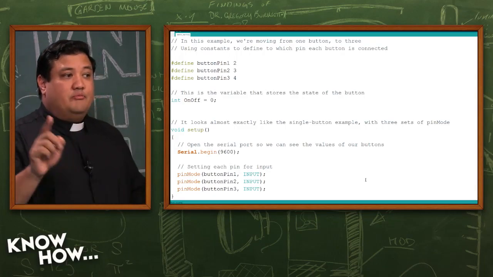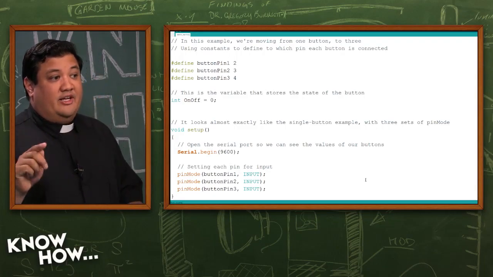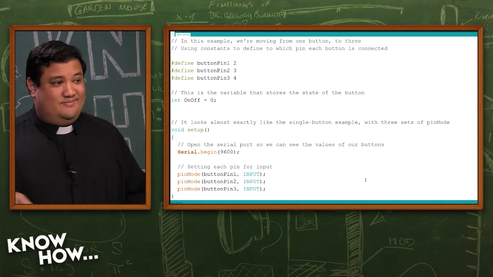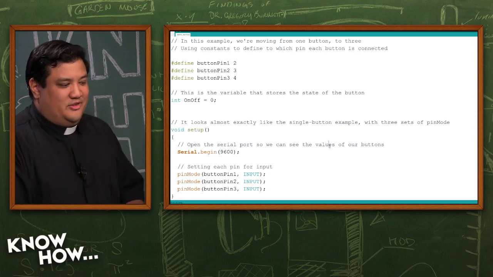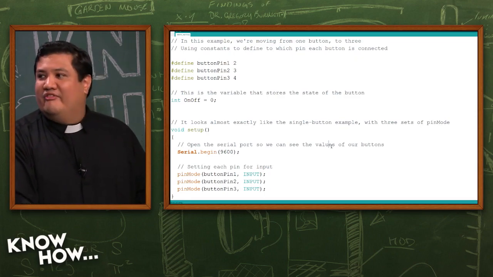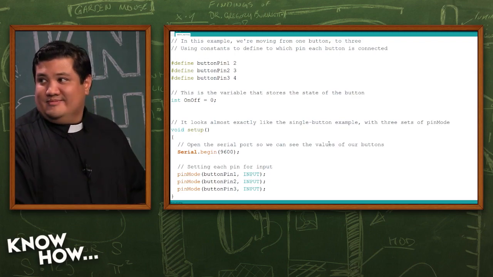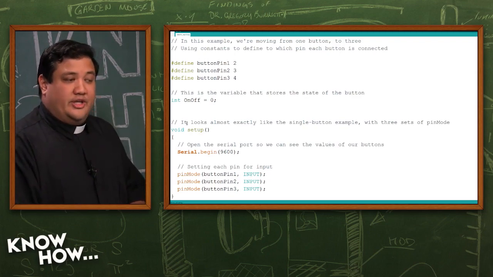So define button pin 1 is still pin 2. Define button pin 2 is now 3. Button pin 3 is now 4. Just to make it confusing for yourself. Make it confusing. I could have used 1, 2, and 3, but what would be the fun in that? It wouldn't have been fun. And of course, you could always change those numbers later. Precisely. Anyway, everything else is just like we wrote.